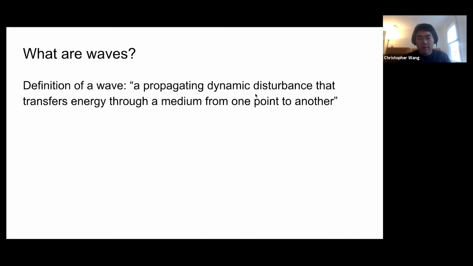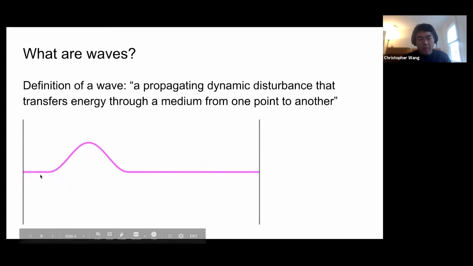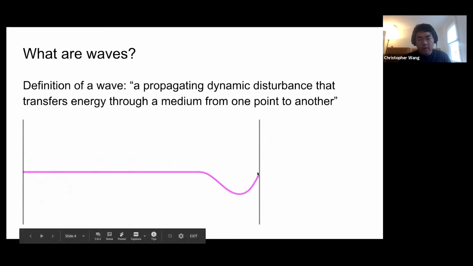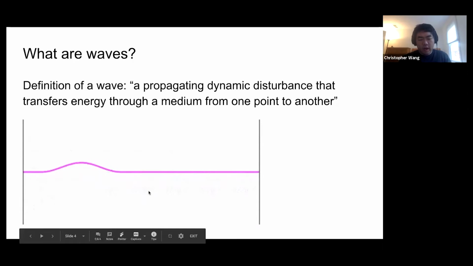A propagating dynamic disturbance. Let's look at this example of a wave that passes along a string, rebounds off the ends, and comes back. The string is fixed at both ends, so the ends cannot move, but the middle of the string can move. You can see this wave that travels across and travels back because these parts in the middle are free to move up or down.